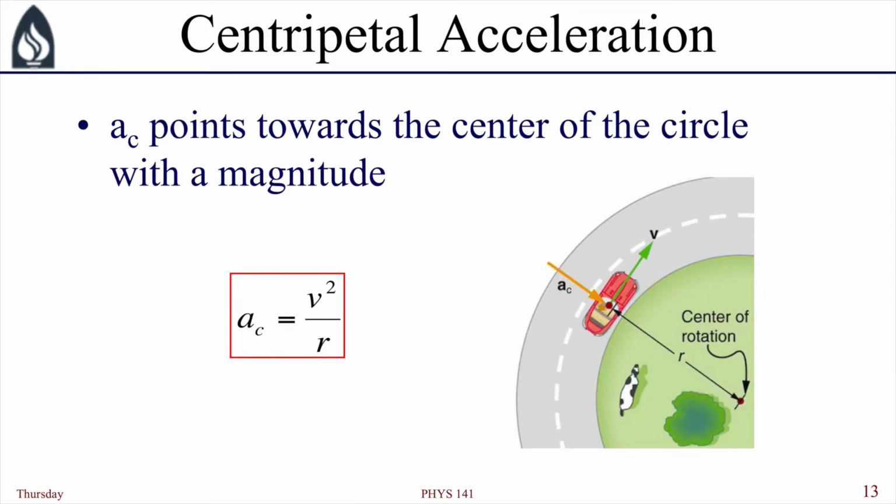So we typically write the centripetal acceleration with a subscript, a sub c, and that centripetal acceleration always points towards the center of the circle. And it always has the same magnitude, or the same equation for calculating its magnitude. So the direction of the centripetal acceleration is towards the center of rotation, and it has a magnitude of the speed squared divided by r, where r is the radius of the circle that the object is traveling around.